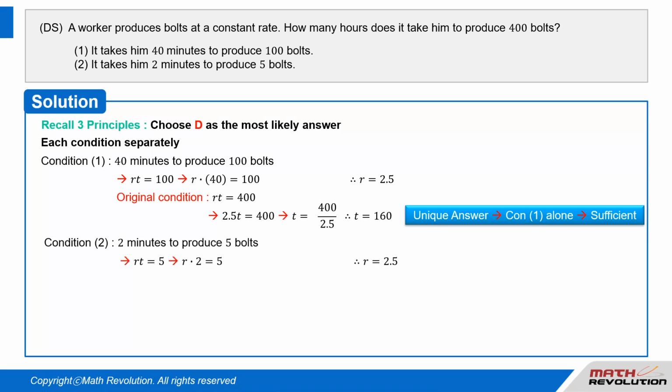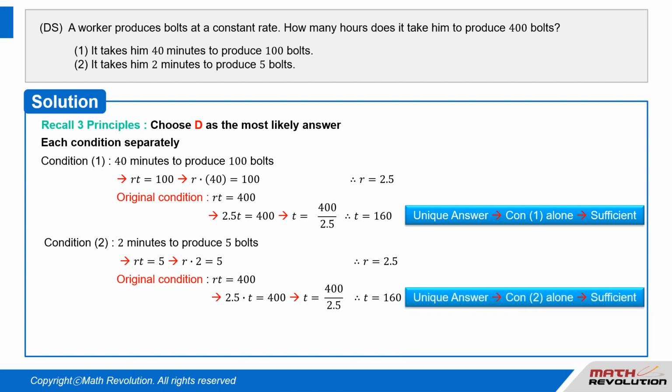Condition 2 tells us that it takes him 2 minutes to produce 5 bolts. That is, R times T equals 5, or R times 2 equals 5, or R equals 5 over 2 equals 2.5. Substituting R equals 2.5 in the original condition, R times T equals 400, we get 2.5 times T equals 400. That is, T equals 400 over 2.5 equals 160. Since it is a unique answer, this condition is sufficient.